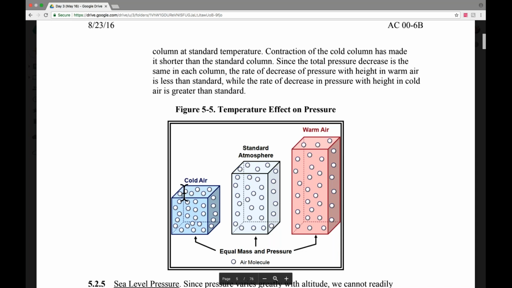Here's our standard atmosphere. You can see in cold air, everything's much tighter together. The air's more dense in cold air, versus warm air, where everything is expanded a lot more. You'll have the same number of molecules in all of these, but it expands and basically has more room to move around in. And that's why we're having worse performance in warm air, because even though you have the same number of molecules, there's a lot more room for those molecules. They're not as close together as they are in cold air. It's much less dense. So there's less actual oxygen molecules that the engine's sucking in a given space.